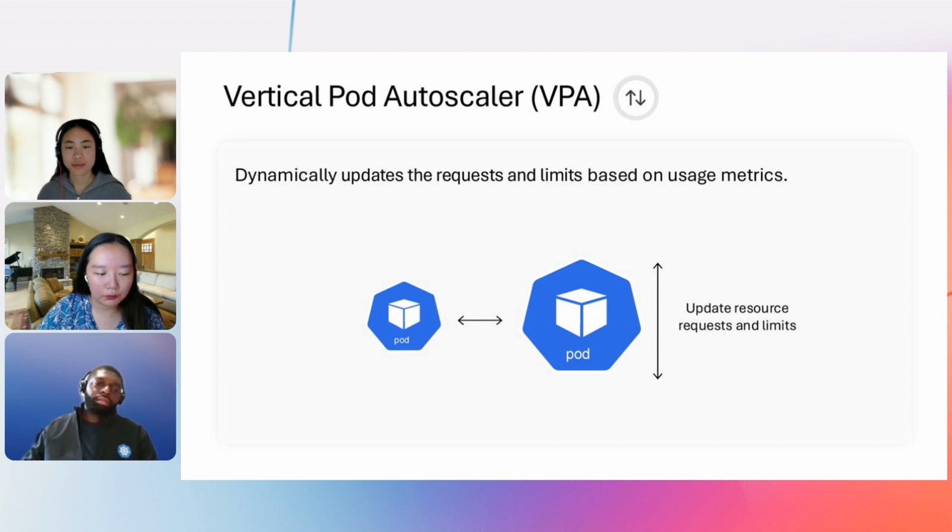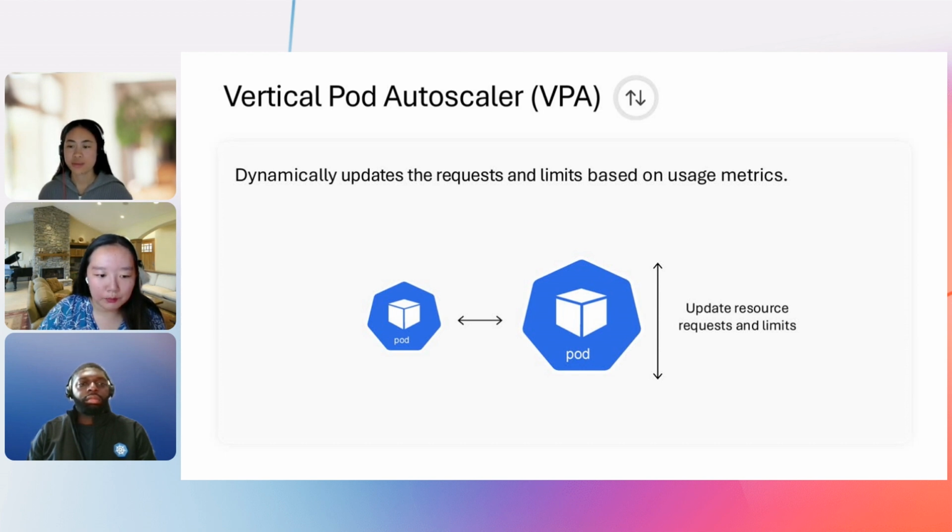That's where the Vertical Pod Autoscaler, or VPA, comes in. VPA automatically adjusts your pod's CPU and memory requests based on historical usage. It helps right-size your workloads, scaling up when needed and scaling down when possible, to keep your cluster efficient and your app stable. VPA supports multiple modes.